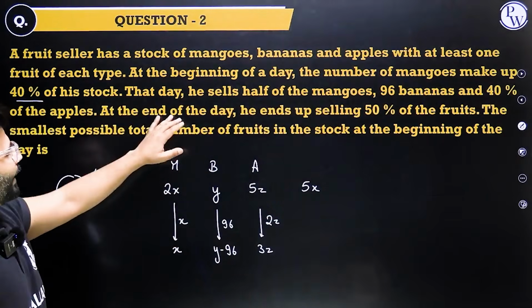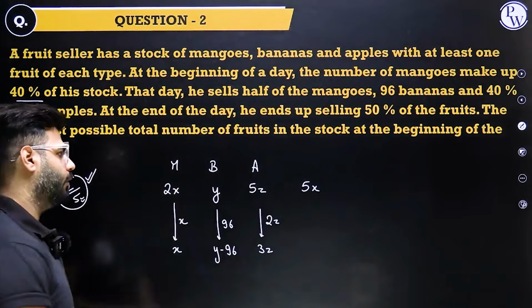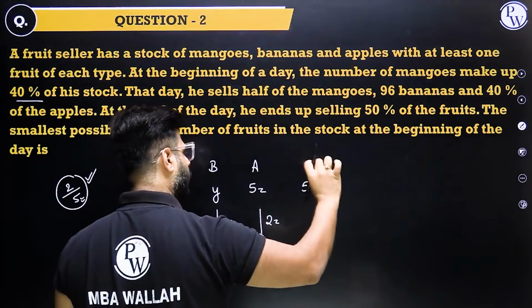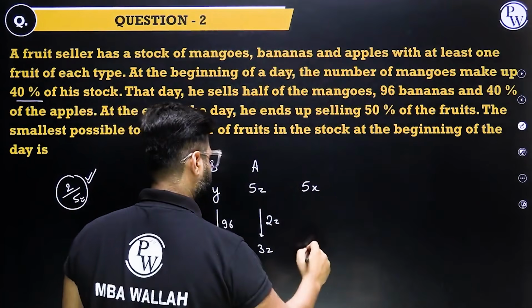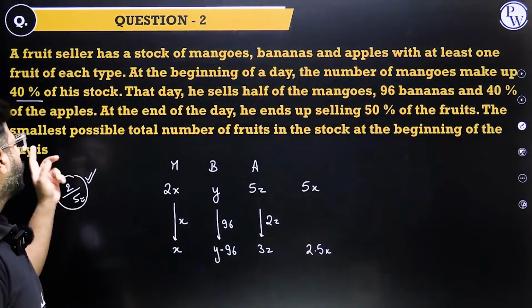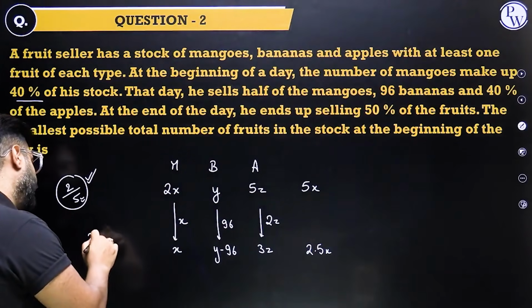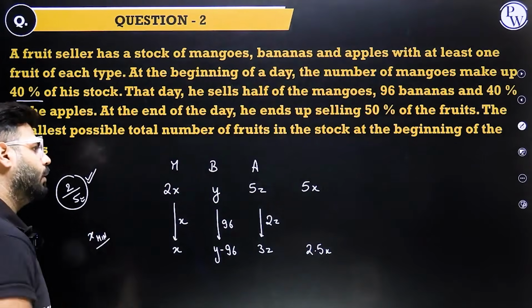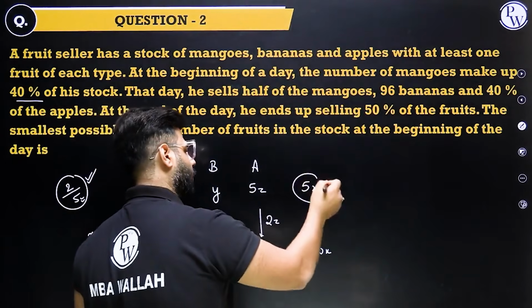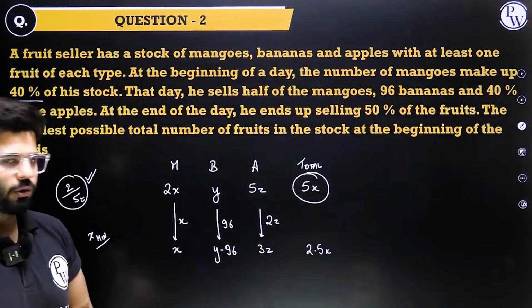And in such a way, he ends up selling 50% of the fruit. So 50% sold, 50% left. 5x were total, 50%, that means 2.5x sold, 2.5x left. Now, smallest possible total number of fruits in the stock. That means I'm here to minimize x, right? Because I want to minimize this number, and this number can be minimized when x is minimized.